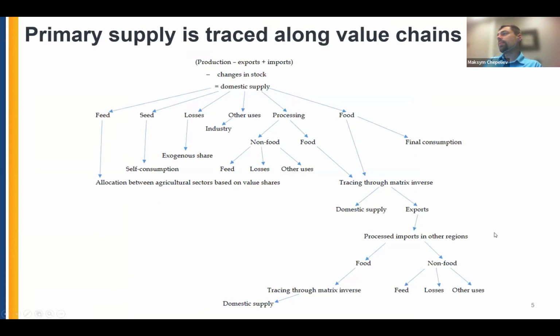So on this slide, you can see an example of a conceptual framework and how we are transforming primary supply and tracing it along the value chains. So we start from domestic supply of primary commodities, and we distinguish various non-food categories, which we map to various GTAP drivers. So we have feed, seed, losses, other uses. And then we distinguish direct consumption of primary commodities, so this would be in the final consumption category. And then we do the processing part of the commodities. So we trace it either through domestic value chains or through bilateral trade flows through exports, and then tracing it finally to their final country of commodities consumption.